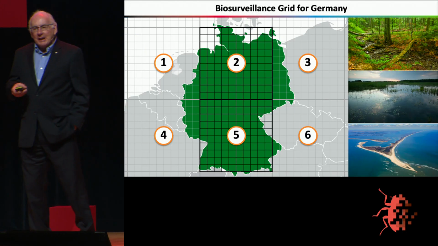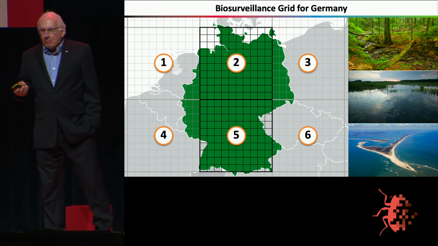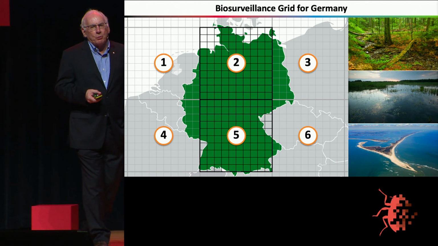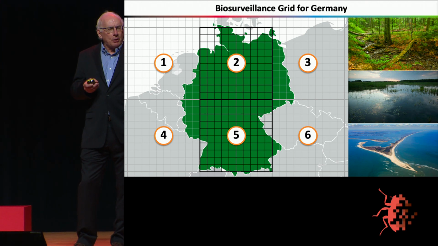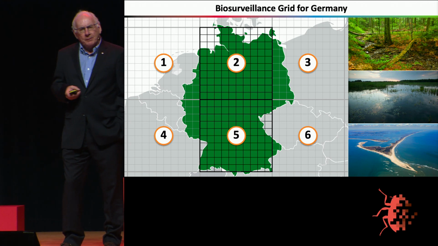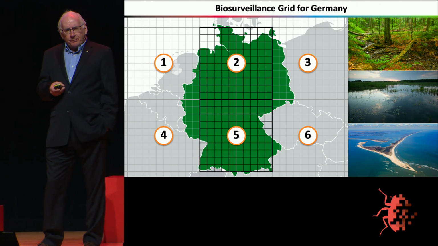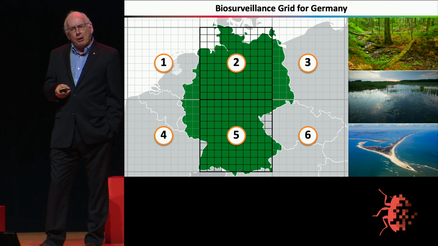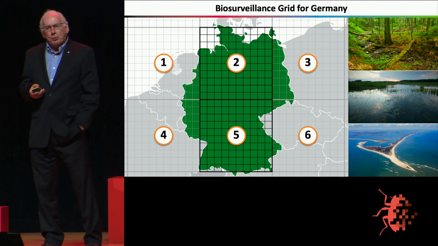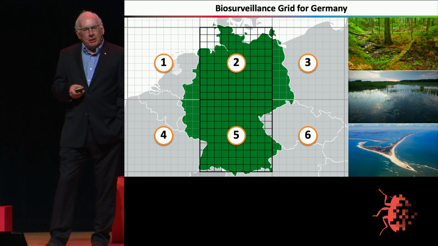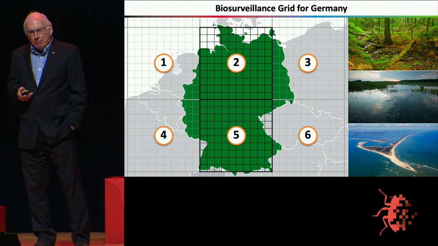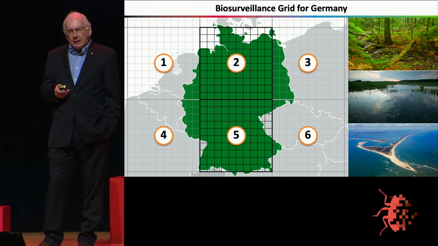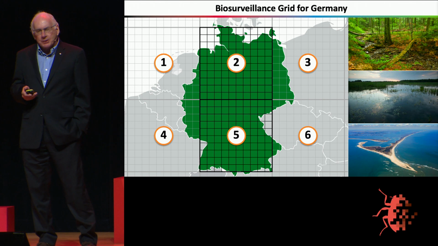So as a place to begin, what about considering a biosurveillance grid where those 150,000 square kilometer blocks are all broken up into grid squares of 1,500 square kilometers? And this is what Germany would look like under that model. These would each be blocks where potentially we could go and carry out biosurveillance.